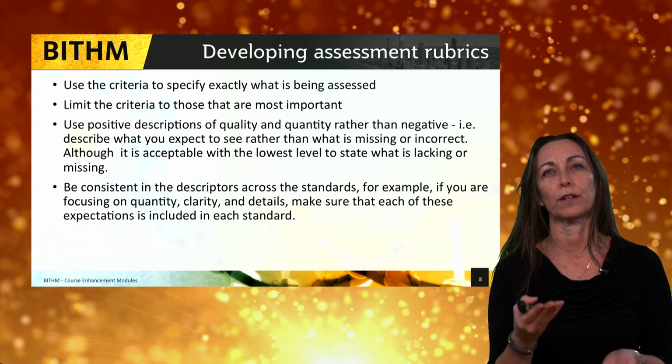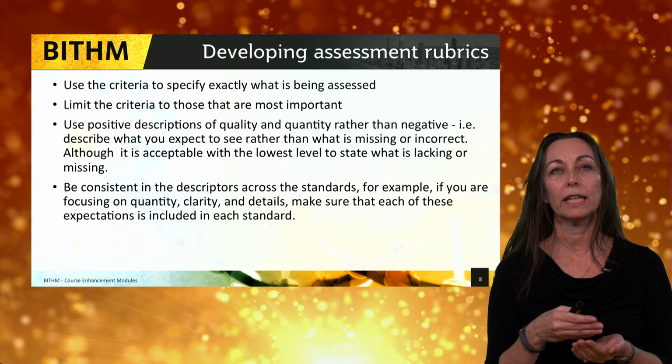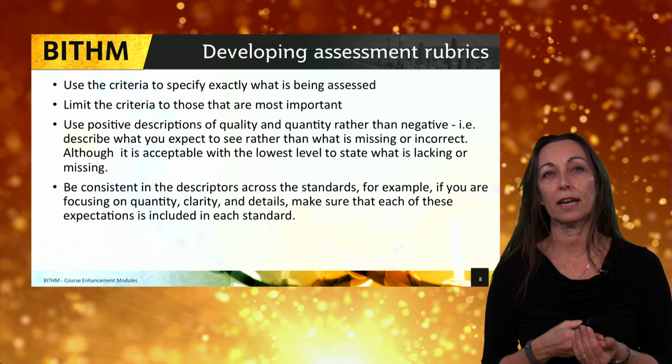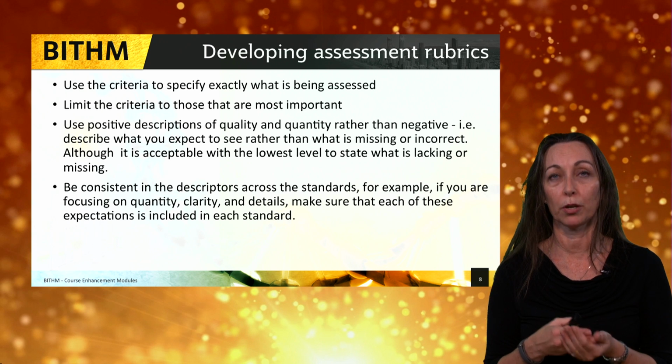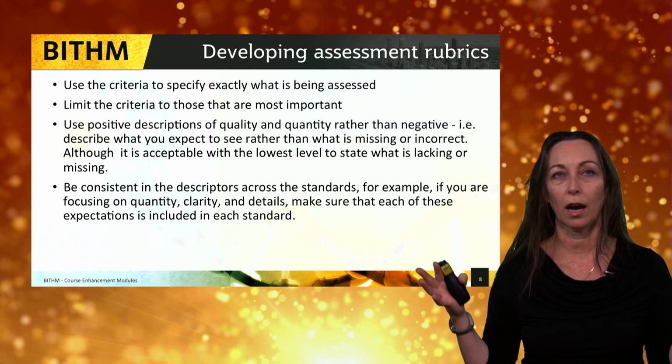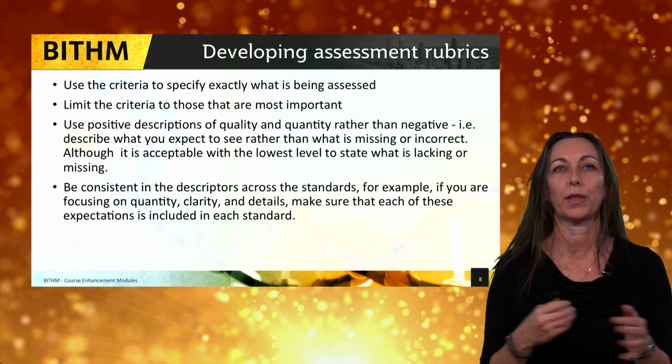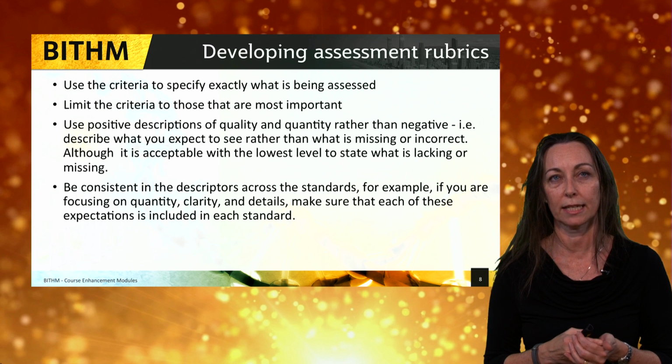So when you go about developing assessment rubrics, you really use the criteria to specify exactly what's being assessed. You limit that criteria to those that are the most important things. Don't have 15 elements that you're marking. What are the most important things that you're identifying in this task?